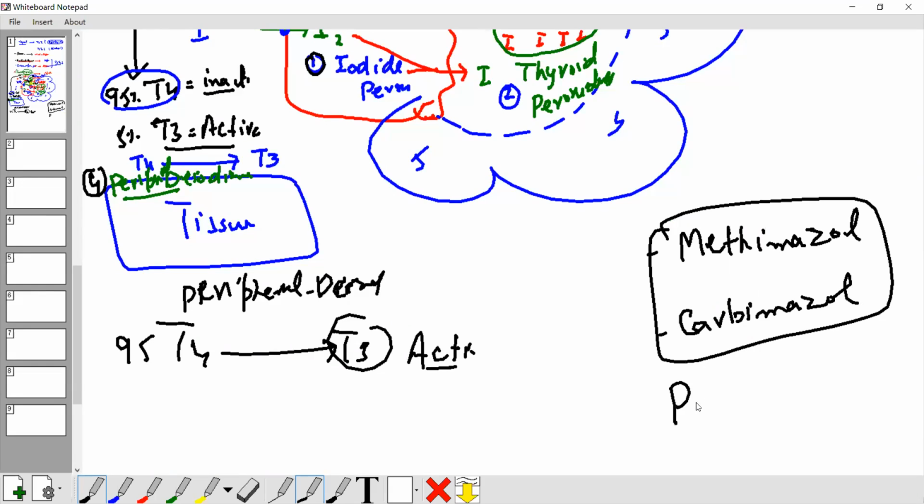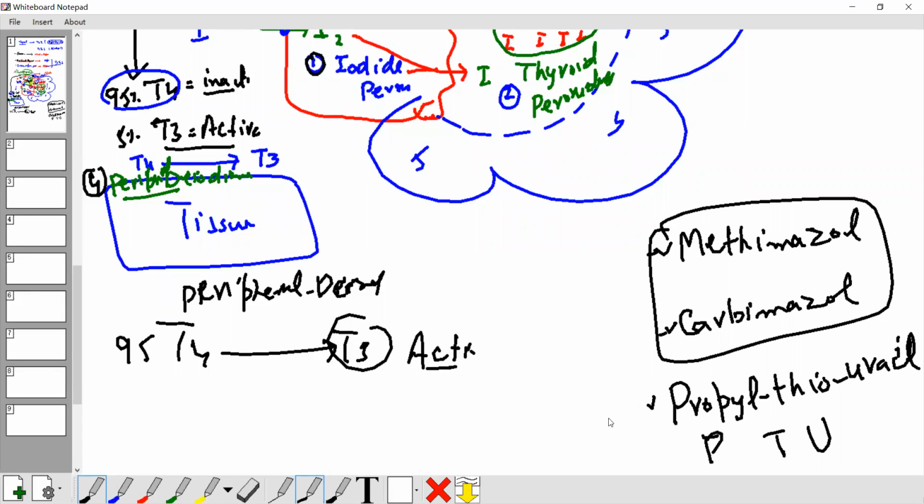And another drug is propyl thiouracil, short form PTU. So this is drug number 3: methimazole, carbimazole, propyl thiouracil.